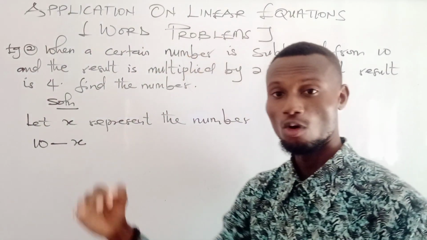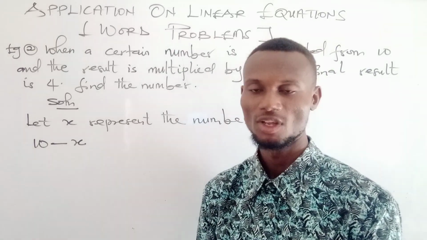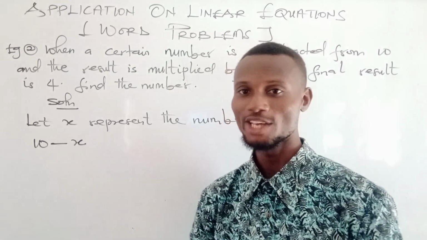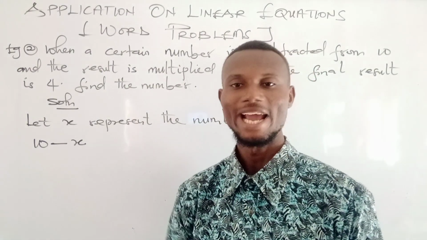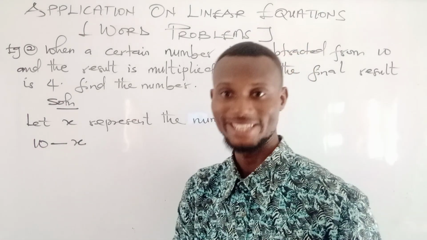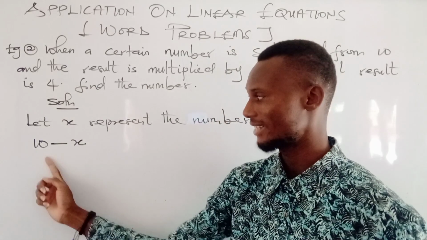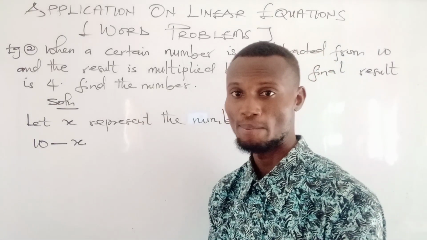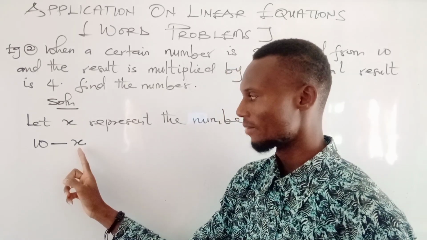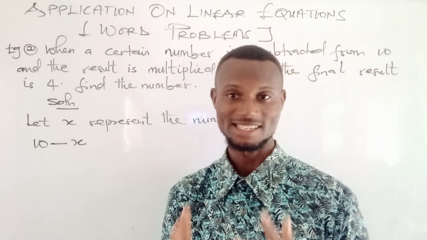Okay, so let me go over one more time. We don't know that certain number, so we say let S represent the number. Now the first statement is saying that when a certain number is subtracted from 10, it means that you have the value 10 there, and that certain number, which is S, because we've represented it by S, is being subtracted from 10. So for you to write an expression in terms of S for that statement, it is 10 minus S. It means 10 is there, you are subtracting that certain number from it, which is S. So it is 10 minus S. I hope the explanation is clear enough up to this point.